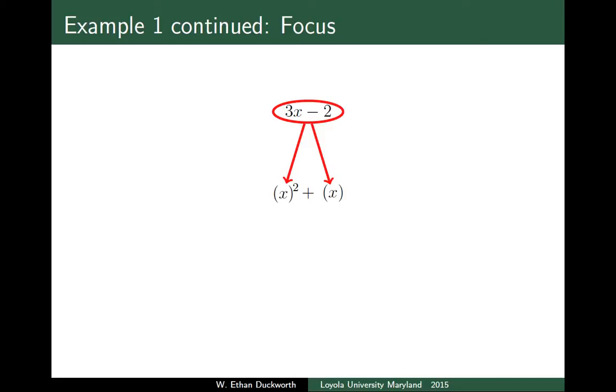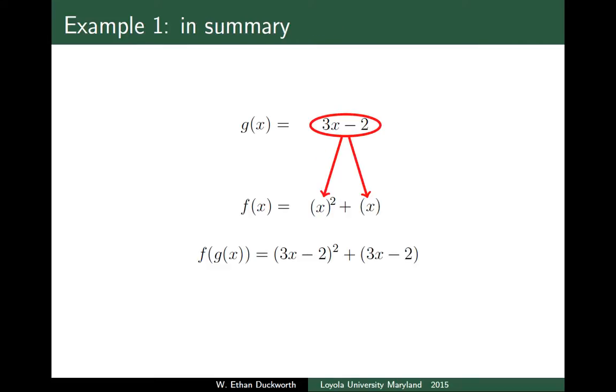And now I can animate it. And that's the final result. Here's a summary. Circle the stuff from g, draw arrows to the x's that are in f, and then rewrite it where everything is combined. Let's try it again with another example.